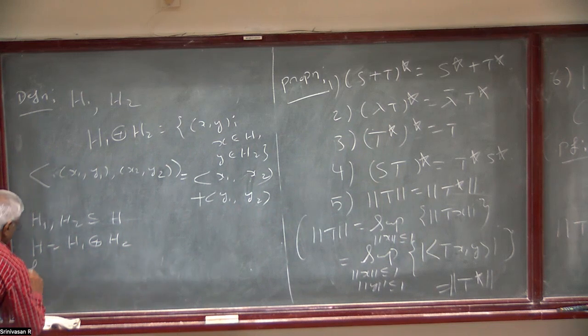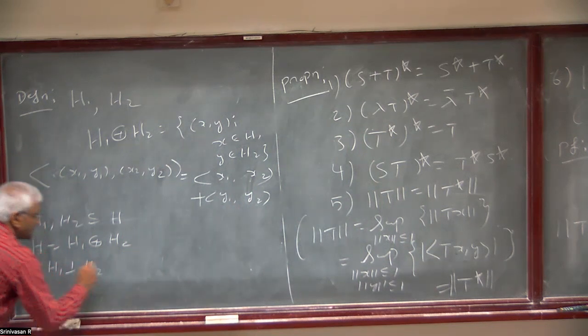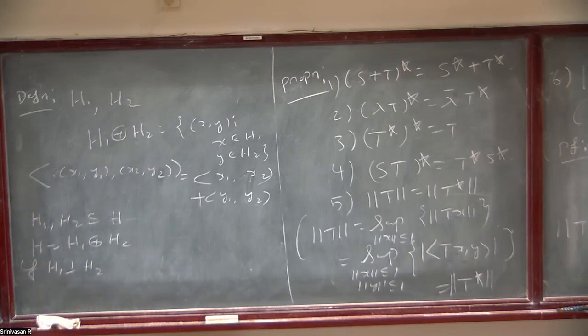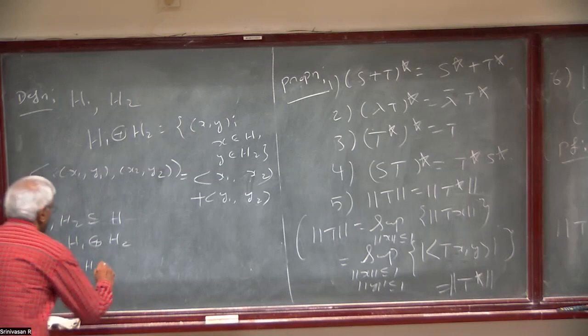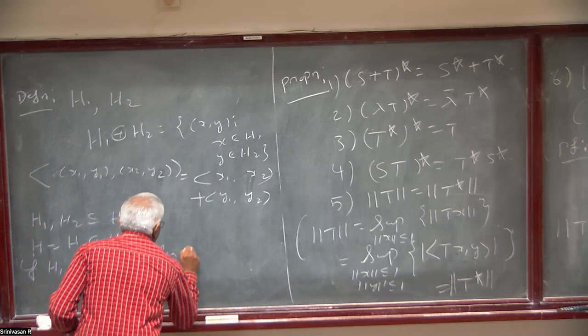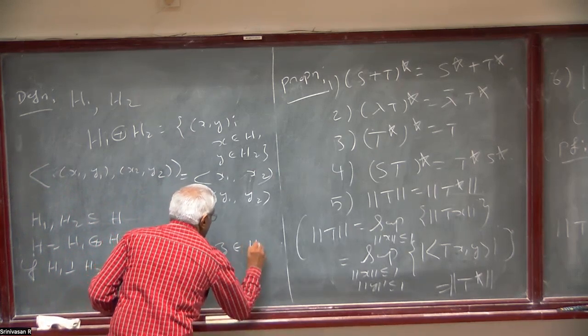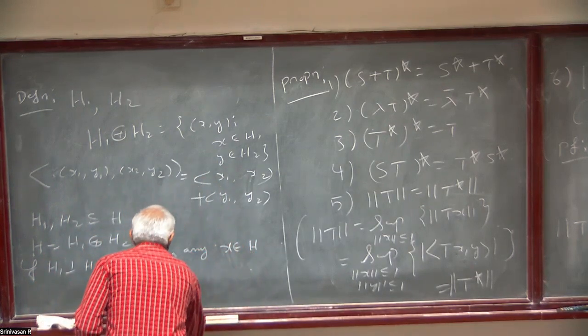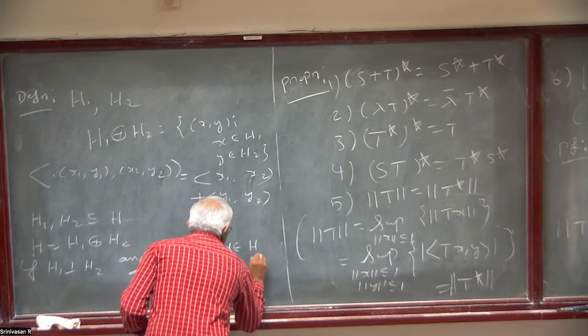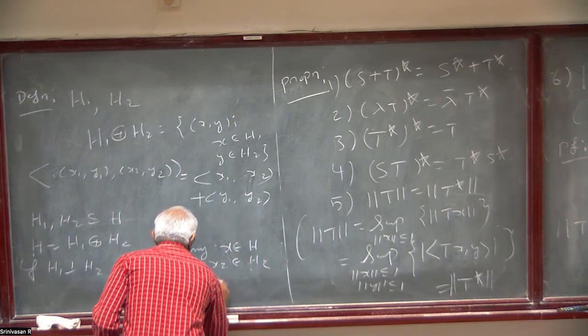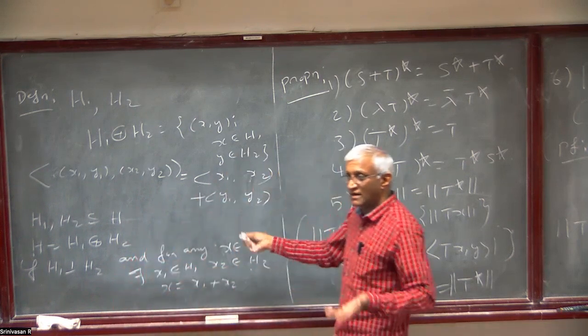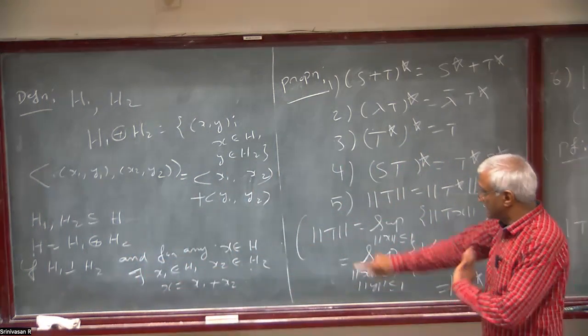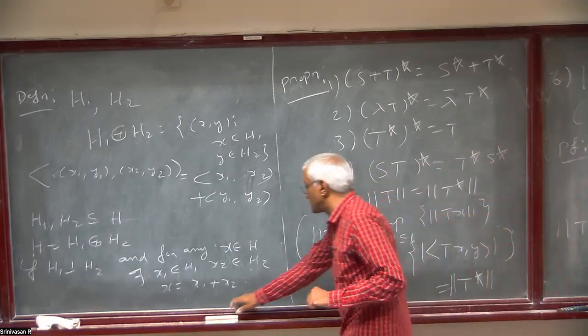if H1 and H2 are orthogonal, anything in H1 is orthogonal to H2, and anything in H can be written as a sum of something from H1 and something from H2. For any X in H, there exist X1 in H1 and X2 in H2 such that X is X1 plus X2. This decomposition will be unique. So this is what I call the proposition.